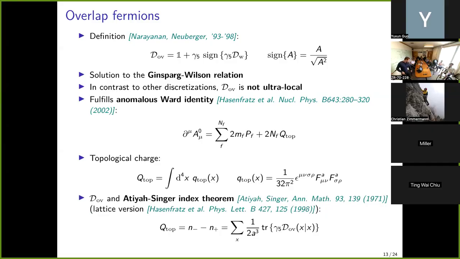And the next advantage is, since we have this lattice version of chiral symmetry, which we fulfill with our overlap fermions, we can also derive a lattice version of the Atiyah-Singer index theorem, which relates the topological charge to the difference of the left-handed zero modes of the Dirac operator minus the right-handed zero modes of the Dirac operator, which can be expressed by this trace of the overlap operator. So this will be our implementation for the topological charge on the lattice.